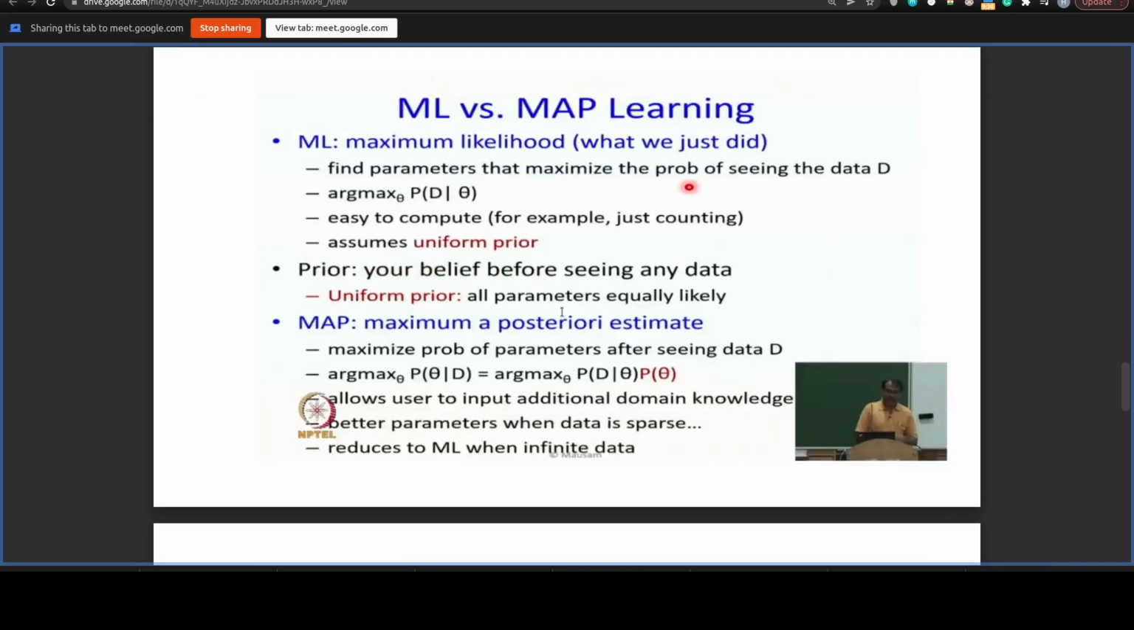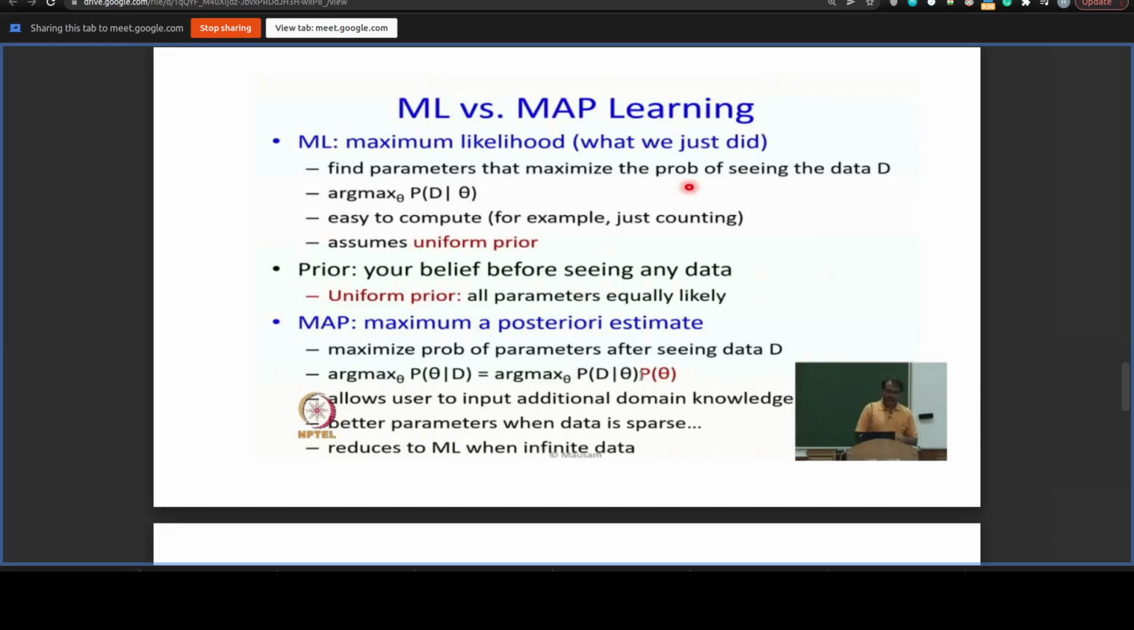So then the other estimate is called MAP, that is maximum a posteriori estimate. We want to maximize the probability of parameters after seeing the data. That is like P of theta given data. And if you know Bayes rule, you can convert it into P of d given theta times P of theta, divided by P of d. P of d is actually independent of theta, so you can remove that term. So this means argmax of P of data given theta multiplied by P of theta, the prior knowledge that we have, right? So this is how you can incorporate the prior knowledge into the framework.